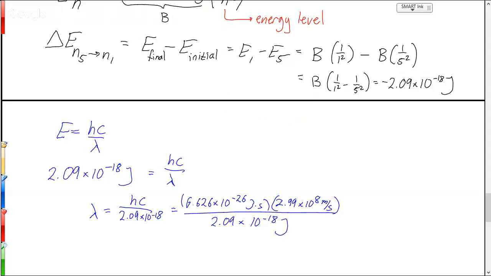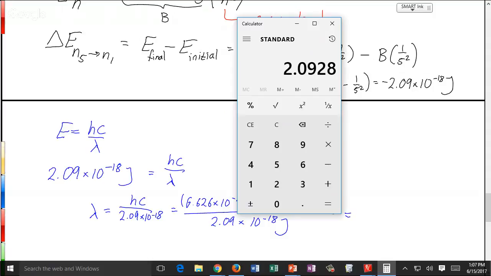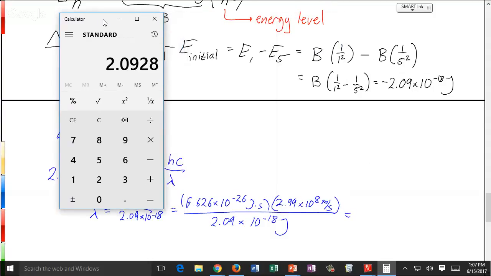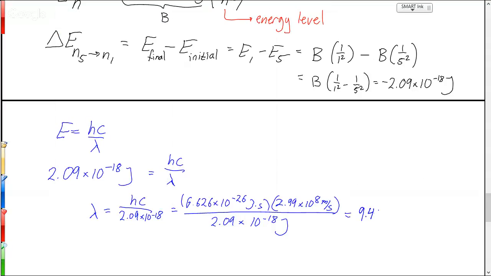So joules cancel, seconds cancel, we're going to end up with meters. If you don't have a calculator that can do this, here's what you do. Multiply the non-scientific notation parts, so 6.626 times 2.99 divided by 2.09. So it's going to be 9.48. And then to get the exponents, since they have the same base, we can add and subtract.